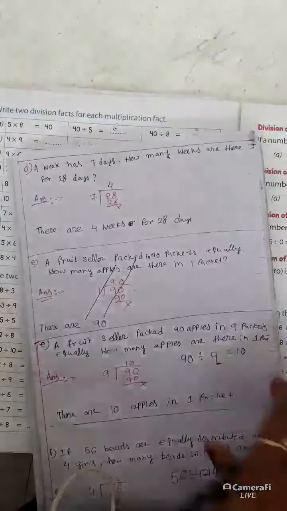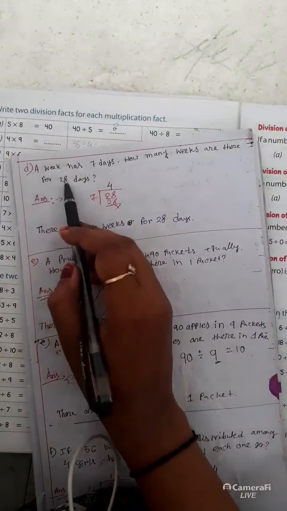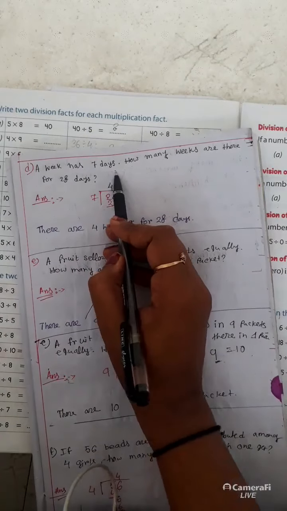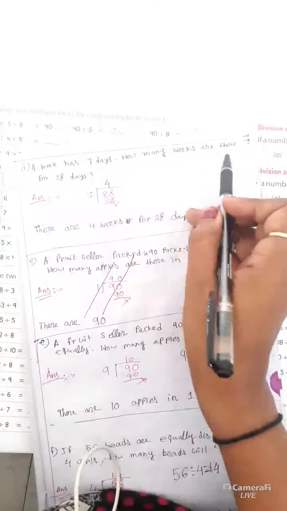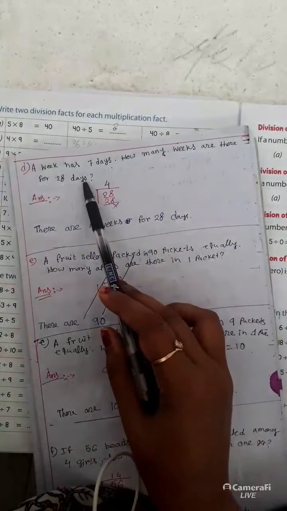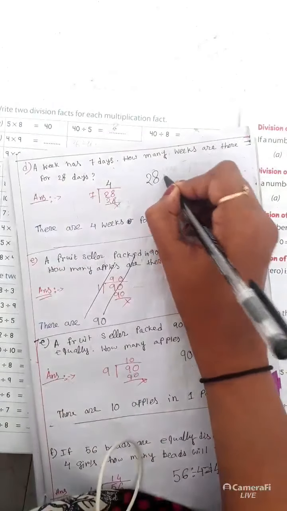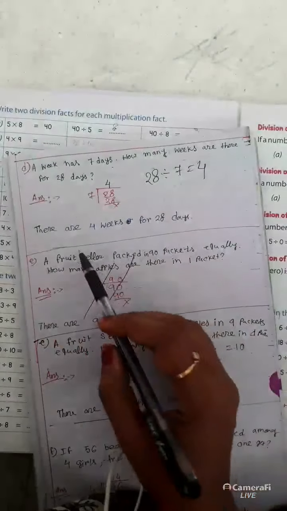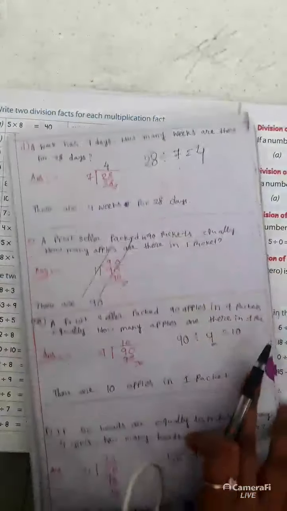Right? The next question. A week has 7 days. So a week has how many days? A week has 7 days. How many weeks are there for 28 days? Very easy question. 28 divided by 7. 7 4s are 28. So there are 4 weeks for 28 days.